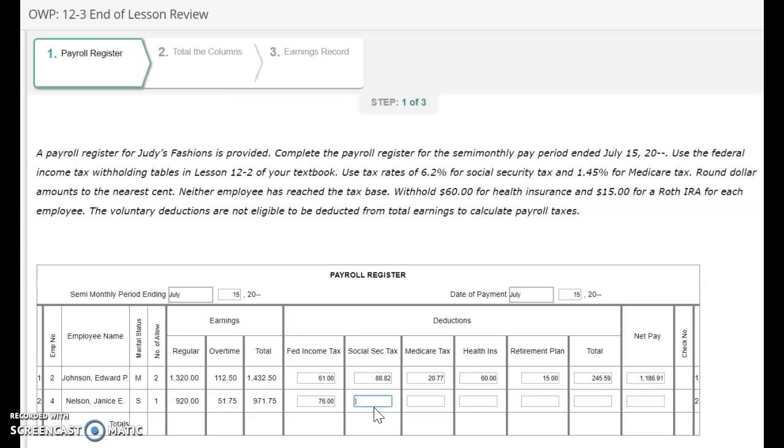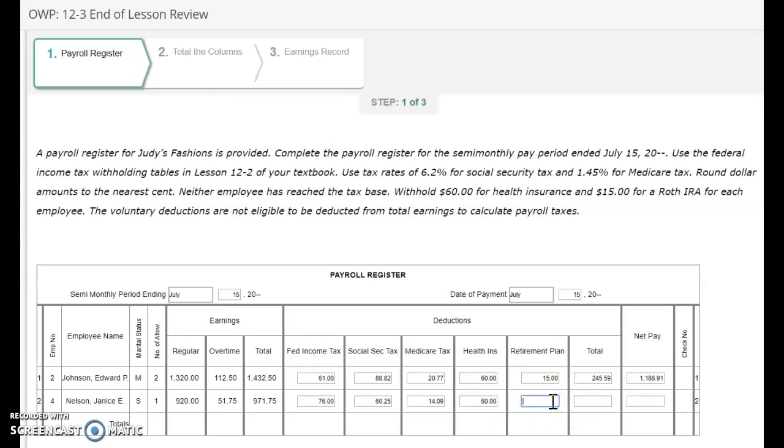Okay, Social Security tax, I'm going to take her total earnings, 971.75 times 0.065, or I'm sorry, 0.062, and get 60.25. Now it says 0.2485, and again, rounding to the nearest cent, so 60.25. Medicare tax, 971.75 times 0.0145, 14.09 for Medicare tax. Health insurance is again 60.